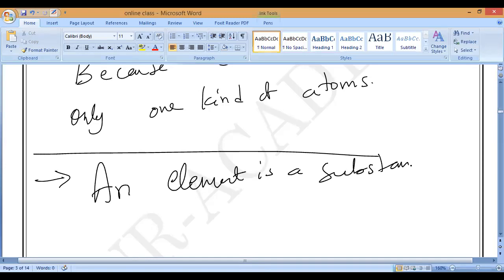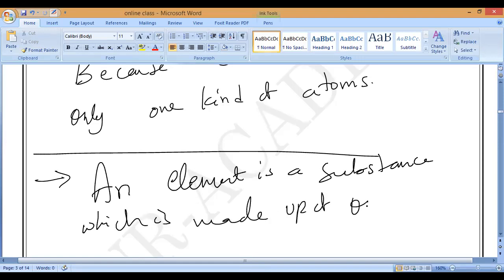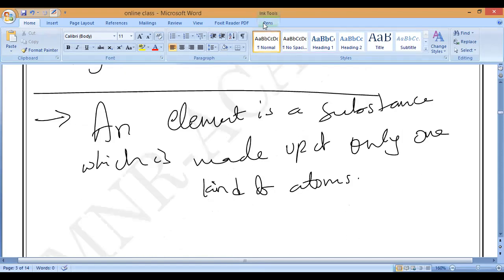Is it a difficult definition, Sai? No, sir. An element is a substance which is made up of, Darun, respond to me, only one kind of atoms. One kind of atoms. That's all. This is one more simple definition.